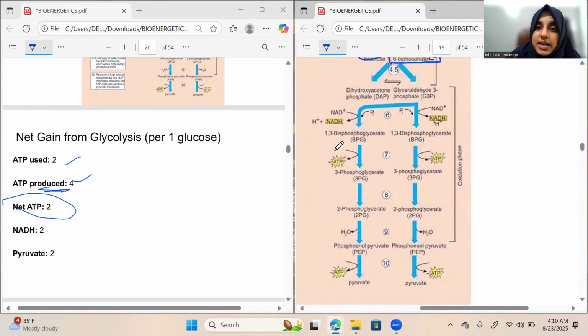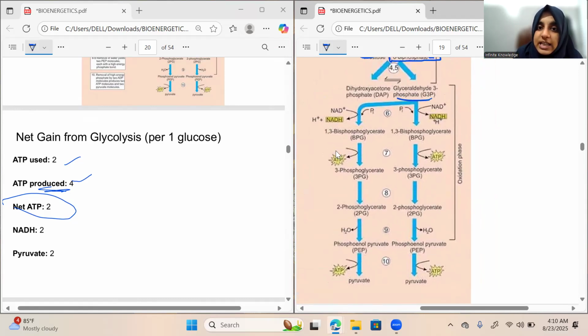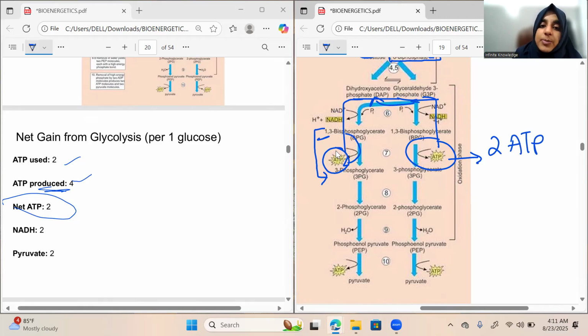After that, we studied isomerization and how G3P and DHAP are interconverted into one another. That is why we now have two molecules, and two molecules means two ATP are produced at every step. When 1,3 bisphosphoglycerate is converted to 3-phosphoglycerate, it removes a phosphate, and this phosphate is added to ADP in order to form ATP. So at step number 7, 2 ATP are produced. And in the last step, where PEP, phosphoenol pyruvate, is converted into pyruvate with the production of ATP, 2 ATP are produced.